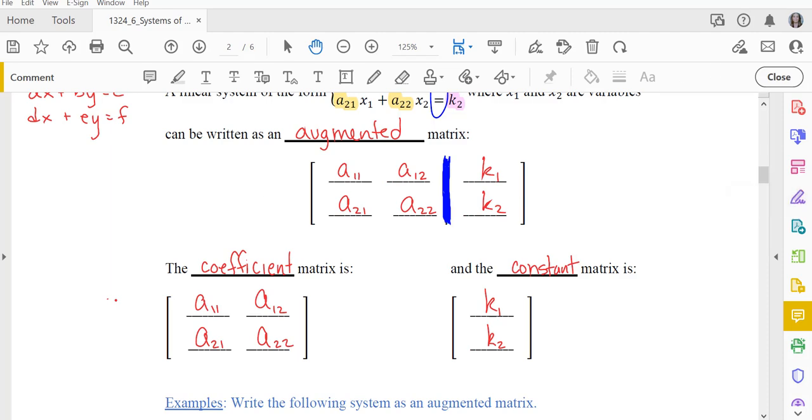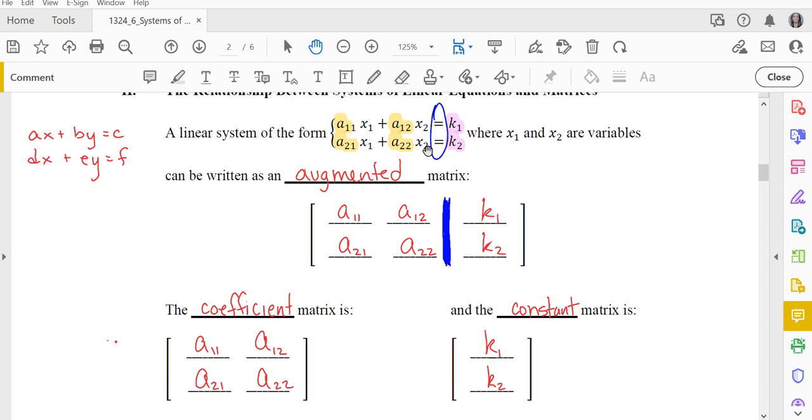Okay, so there are three types of matrices going on here that you get from the linear system up here. You get the augmented matrix, which puts all of the numbers in a matrix, and you put a big vertical bar where you see the equal sign. If you just talk about the numbers to the left of that big bar, that's called the coefficient matrix. And if you just talk about the numbers to the right of that bar, that's called the constant matrix.